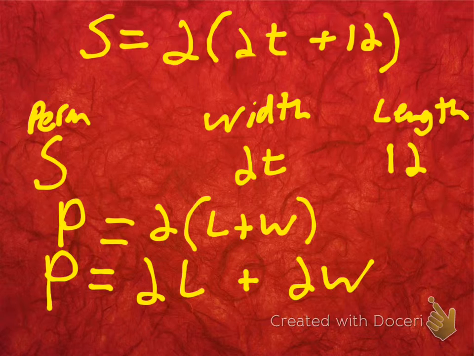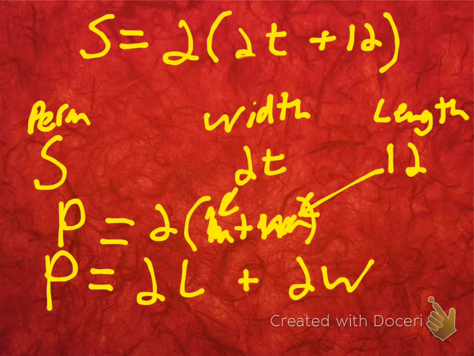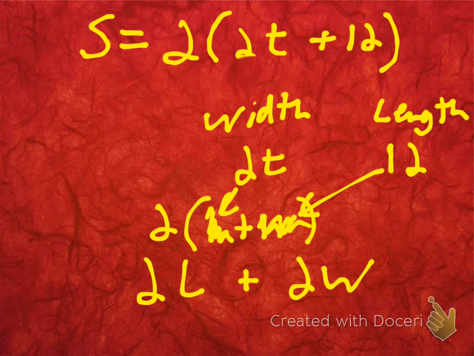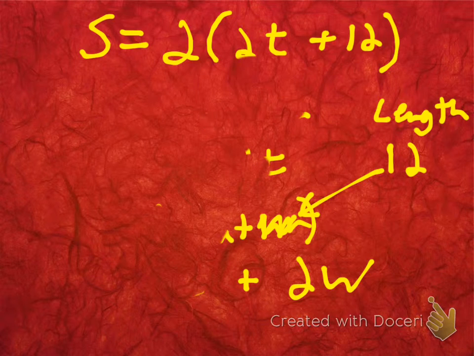Now, if I take a look at this, instead of an L, I put 2t, and instead of a W, I put 12. Is that not the same as this? It's identical. So I'm going to say, right now, G is our answer. So I'll put a check mark next to it. We can check everything else first.